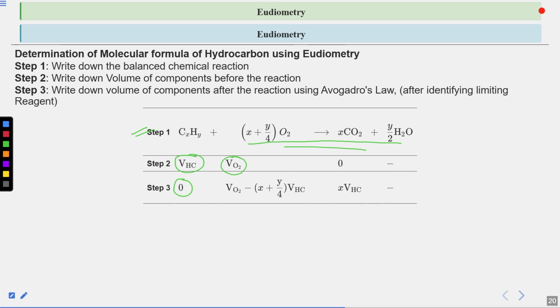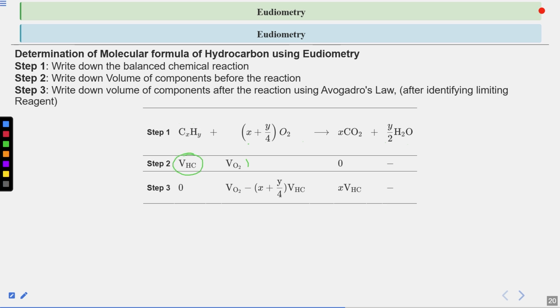Got it? Now, what do we know? We know that 1 volume of hydrocarbon reacts with how much? V volume of O2. Got it? If you are facing difficulty, we will see the question. Just try to remember this table. It's very easy to understand, so just try to remember it.